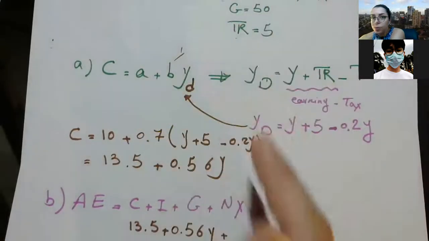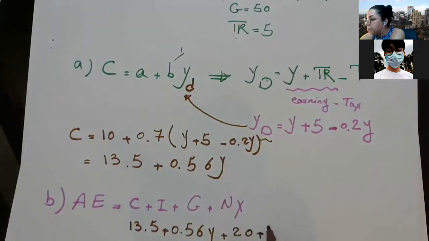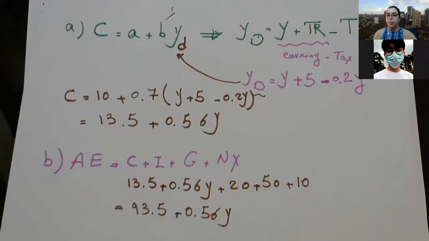I is given, 20, G is given, 50, and NX is given, 10. And then we calculate, it should be 93.5 plus 0.56Y. So did you get the same number, Jason? Okay.